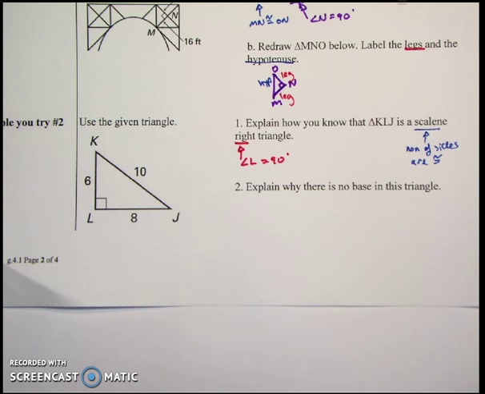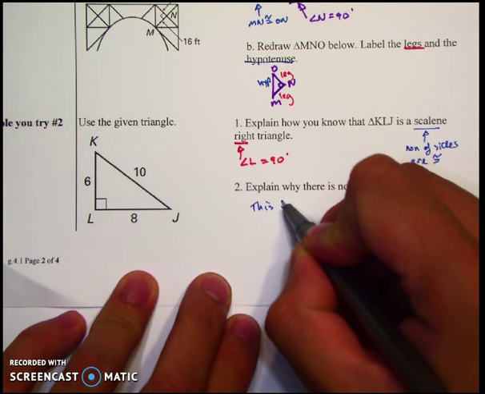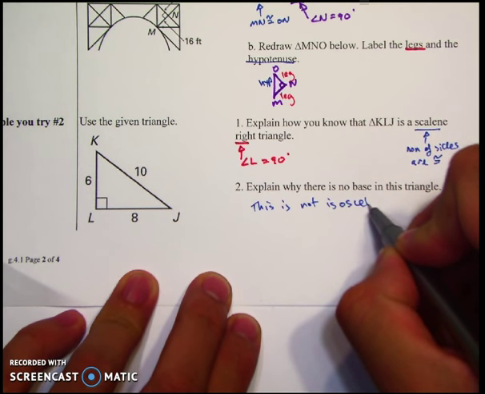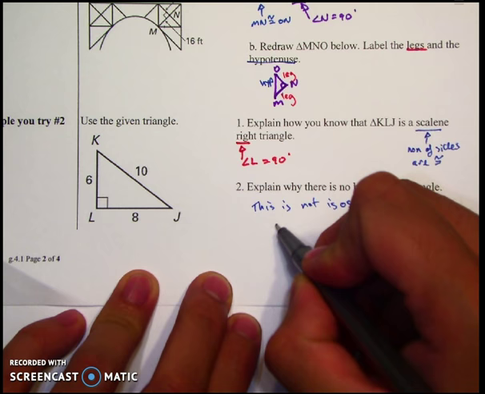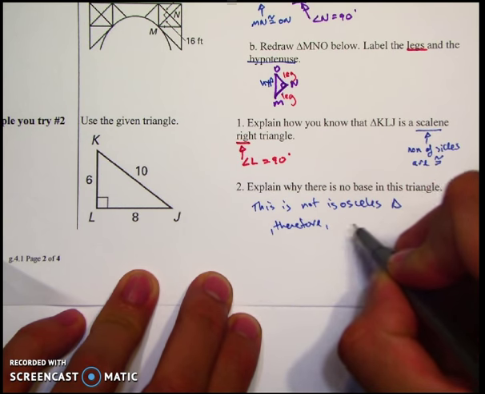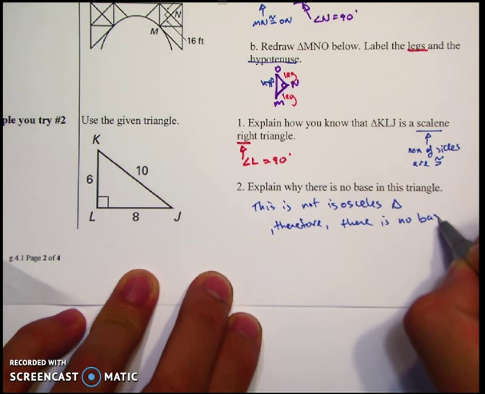The next question is to explain why there's no base in a triangle. Well, the only time you see the word base is when you have an isosceles triangle. None of these two sides are the same. So you can say that this is not an isosceles triangle. Therefore, there is no base.